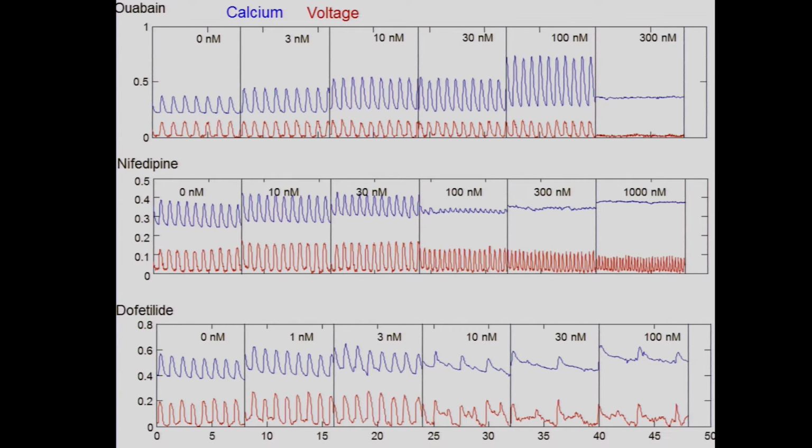And dofetilide is a compound which blocks the delayed rectifier potassium channel, which is responsible for the repolarization of the heart. And you can see as you block that channel, you get delayed repolarization, and you even get these early afterdepolarizations, which prolongs the action potential interval in these cardiomyocytes and also affects the calcium signaling. So by looking at these traces of voltage and calcium, you can read off the mechanism of action of these drugs and see how they affect cardiac activity.